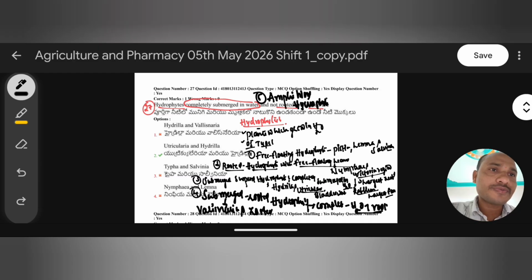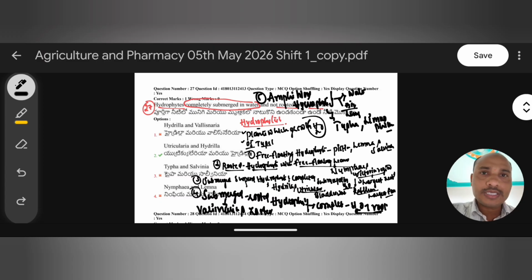Now coming to the fifth and last type, amphibious hydrophytes. They are partially present in water and partially towards land. This type of amphibious hydrophytes is commonly seen in very important plants like Typha and Limnophila. So these are the different types of hydrophytes which grow in water.